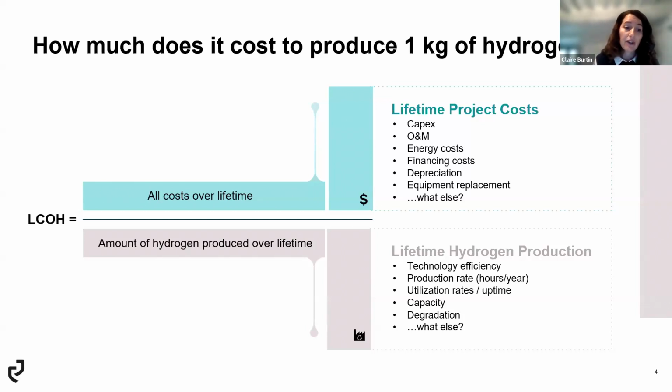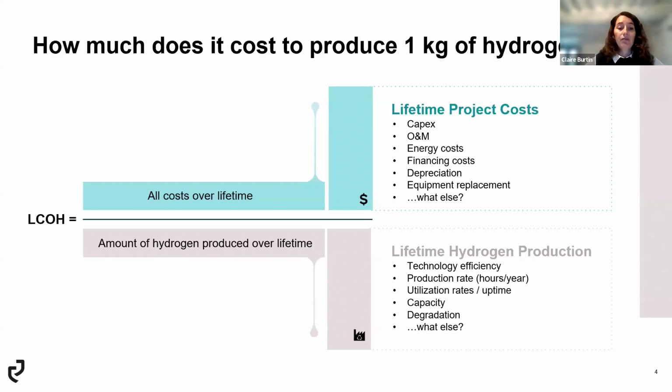The levelized cost of hydrogen calculation, if we simplify it to its maximum, is dividing all the costs you have over the project lifetime by the amount of hydrogen you are going to produce with your project over its lifetime. We'll dig more into the details of what's in each bucket, but overall, it's about filling in as much detail as possible in those two buckets. For the lifetime project cost, obviously you think about the capex, but you also have to account for maintenance and operation, energy costs, financing costs, depreciation, equipment replacements, and so on.